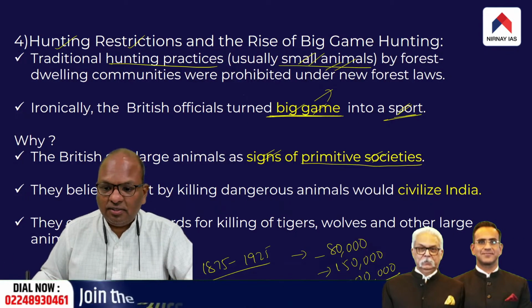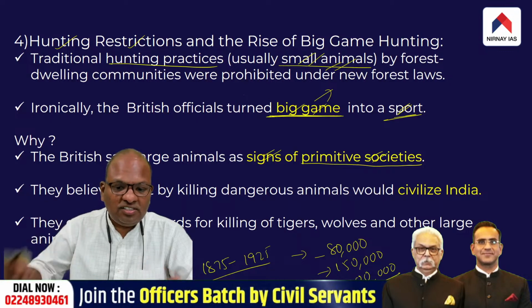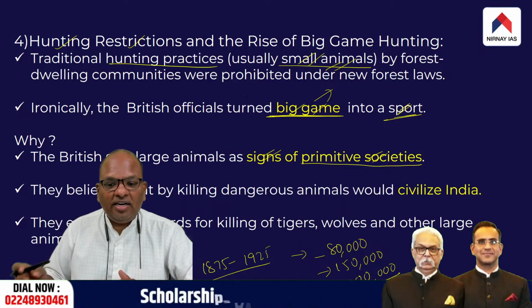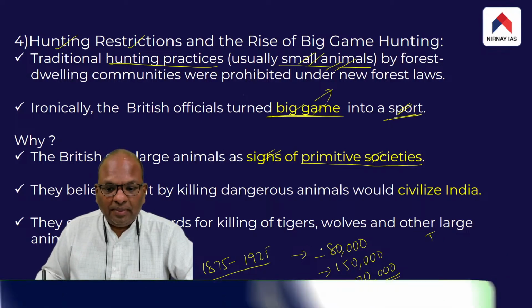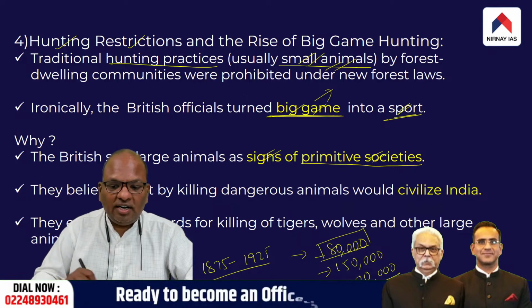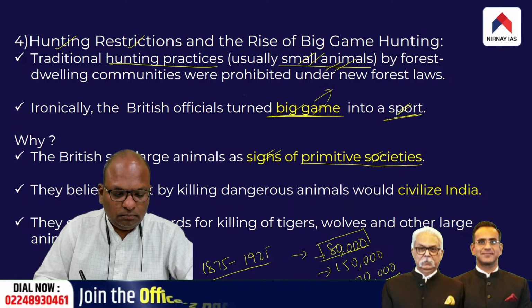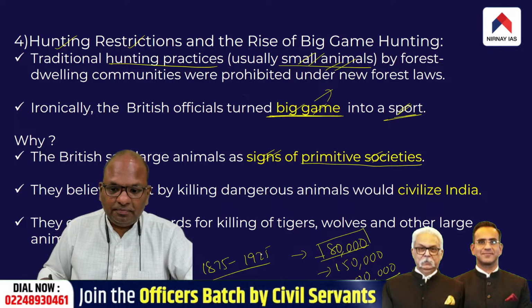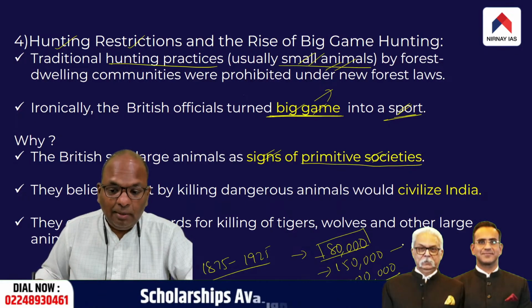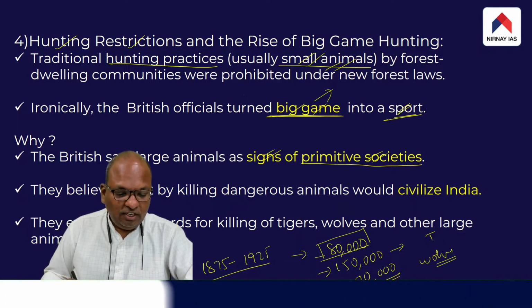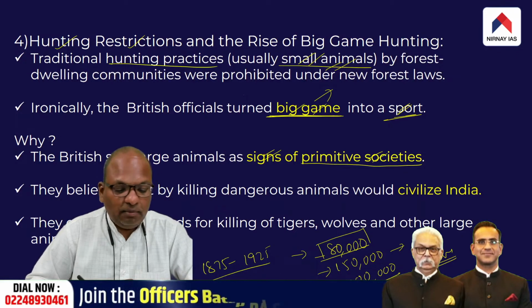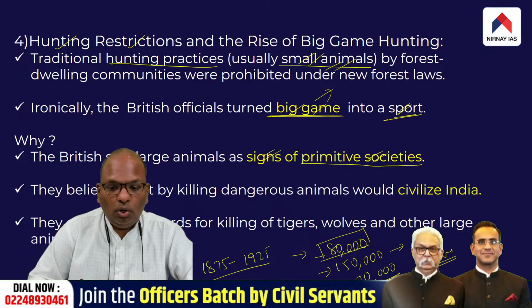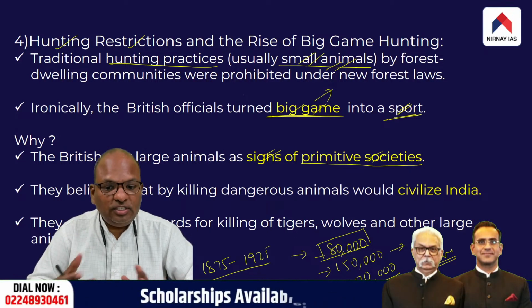For example, the tiger population almost became extinct by the time India became independent in 1947. Because between 1875 and 1925, 80,000 tigers were killed, 150,000 leopards were killed, and 2 lakh wolves were killed. In fact, the British began rewarding those people who killed all of these wild animals. So, what was the overall impact of all of these British policies?